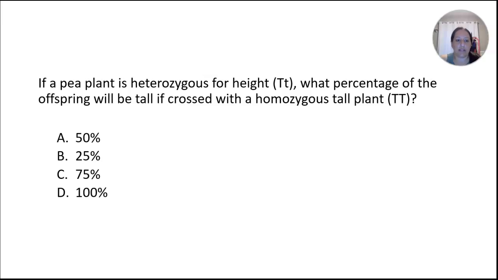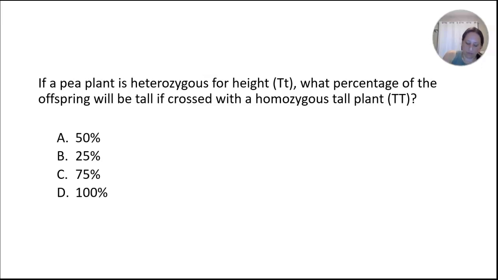Okay, next one, here we go, so we got a genetics problem, I got to write these out. If a pea plant is heterozygous for height, what percentage of the offspring will be tall? So I'm guessing tall is dominant to short. I didn't put that in here, but it is. If we cross with a homozygous tall plant, and so that tells you right there that it's dominant. Okay, so it's going to be big T, little t being crossed with big T, big T.